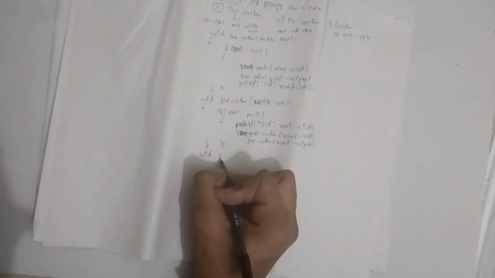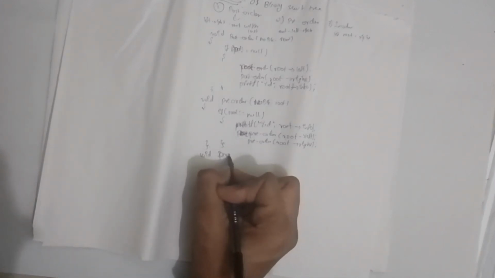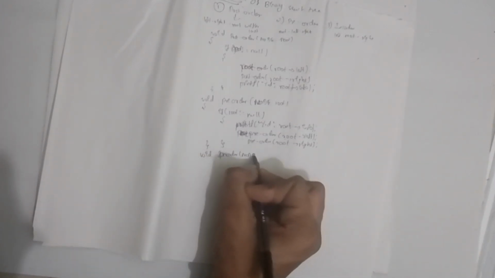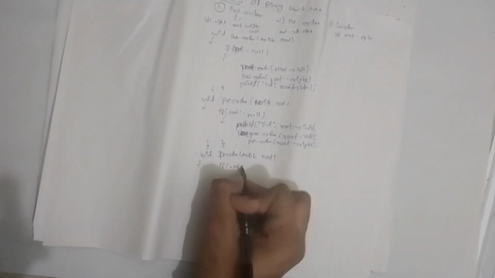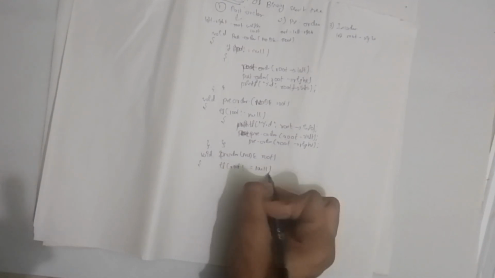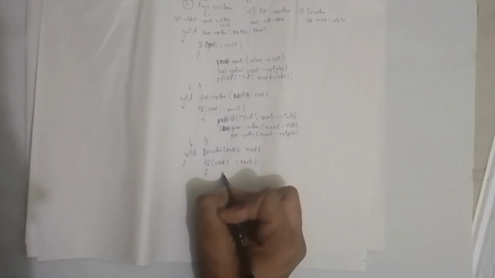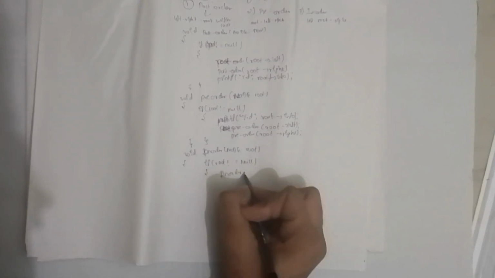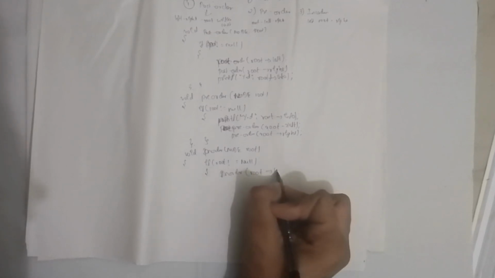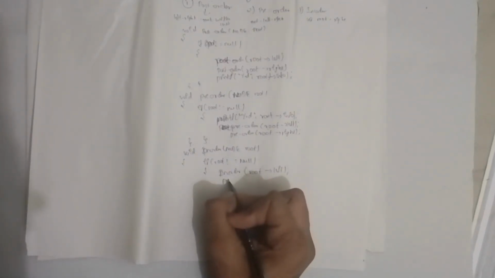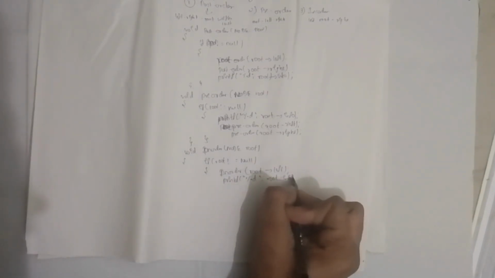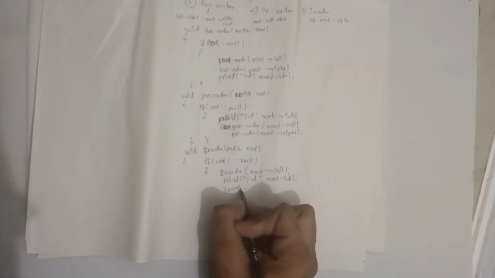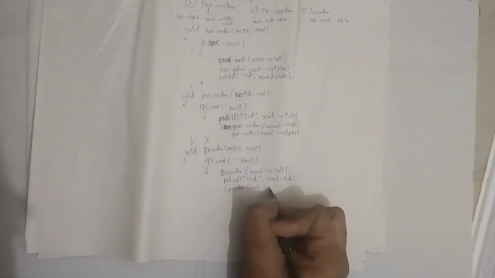Similarly, after post order, the last one is in order. Node root, if root not equal to null. First we need to traverse to the left, then printf percent root info, and next we need to traverse the right side, root right.